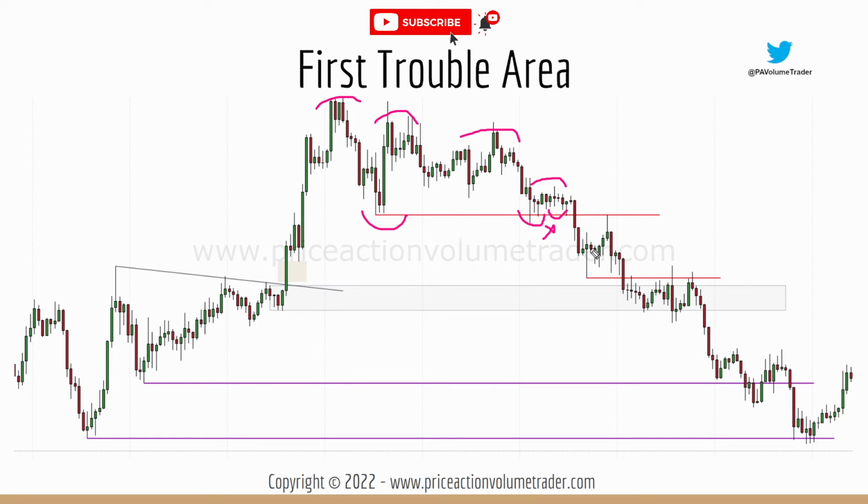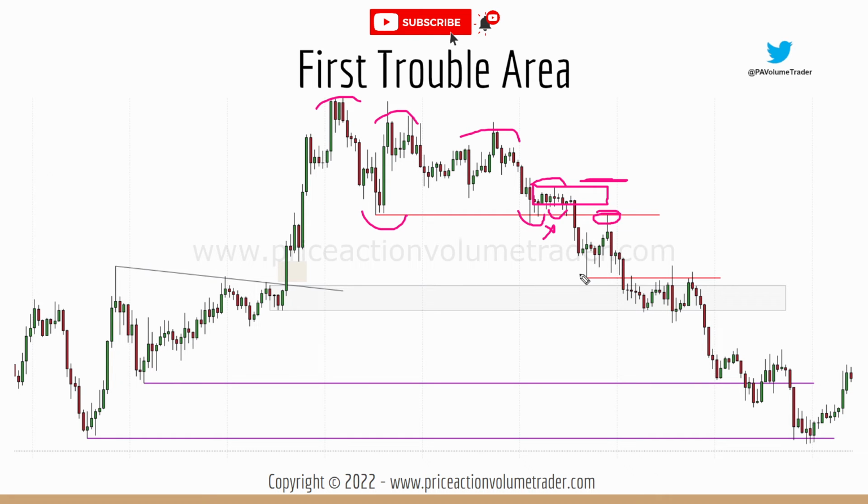So in this case here, let's say we wait and we take a short on a pullback into this broken support, now resistance. You go in here, our stop will probably go just beyond this consolidation here, this supply area. And then where's our first FTA?